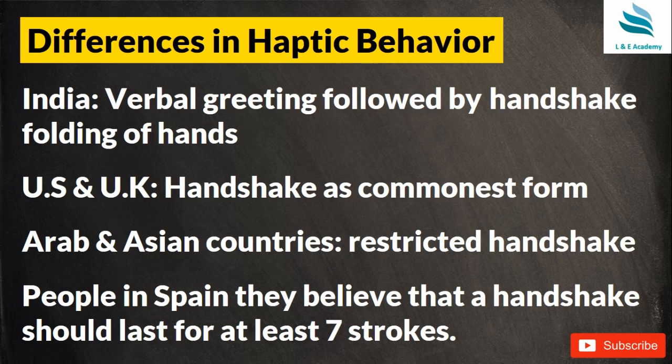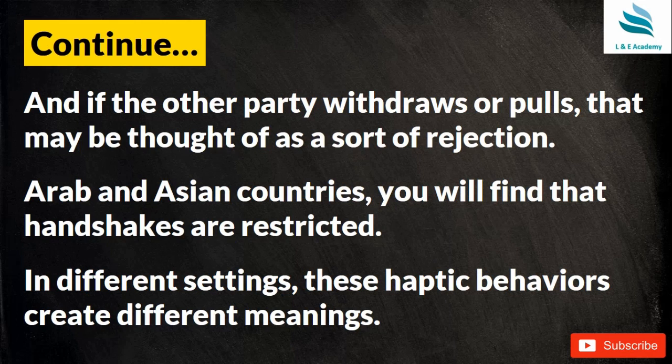People in Spain believe that a handshake should last for 7 strokes, and if it doesn't last for 7 strokes, it does not convey the same regard, the respect, or the friendliness which people expect. So this is how different countries have different meanings to the haptic behavior. And if the other party withdraws or pulls that hand, it may be thought of as a sign of rejection. So once you do a handshake, it has to be shaken 7 times.